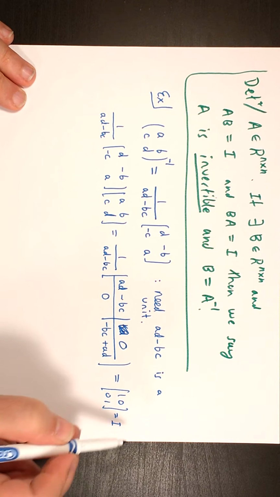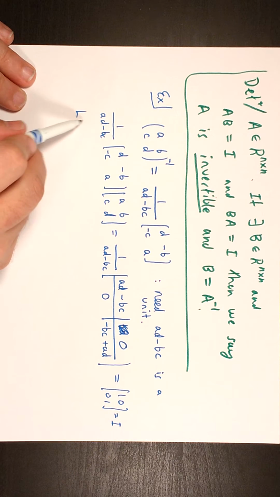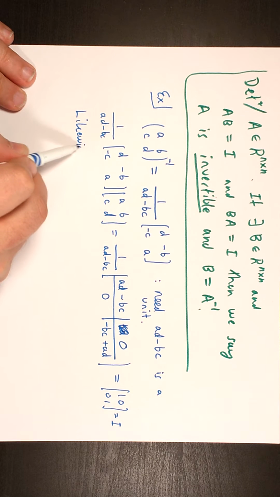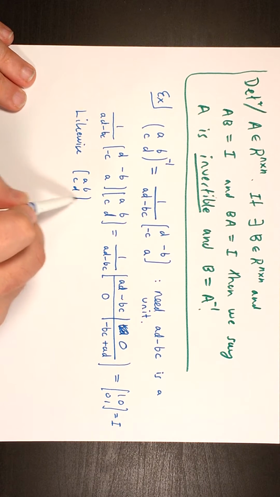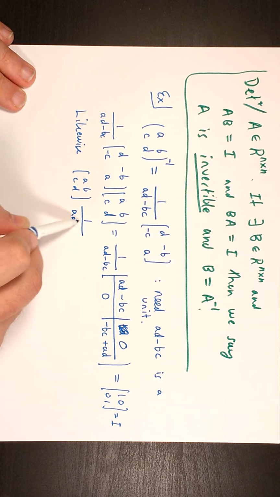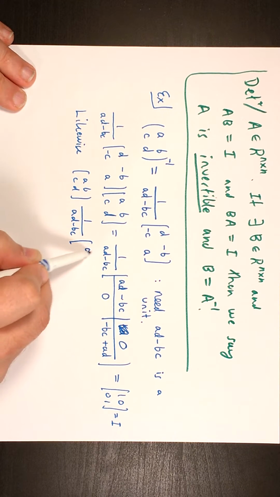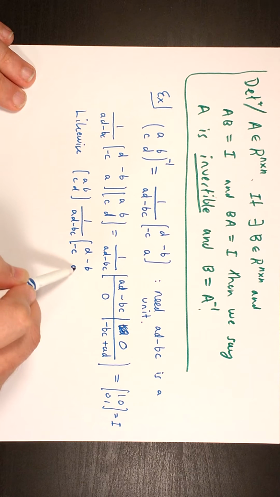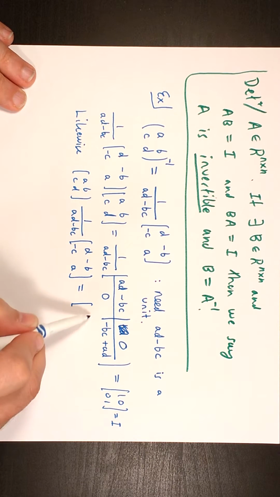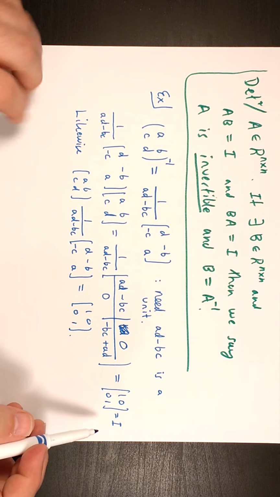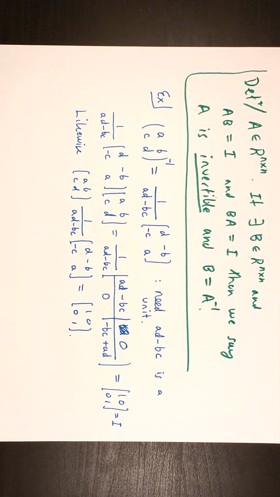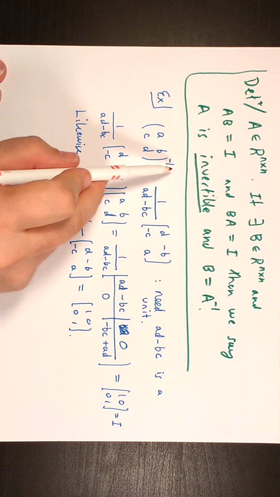It's the identity matrix. And likewise, if you calculate A, B, C, D times 1 over AD minus BC, D, minus B, minus C, A, you'll also get, I won't go through it, but you'll get the same thing, 1, 0, 0, 1. All right? So that shows you that this formula will work in the 2 by 2 case.